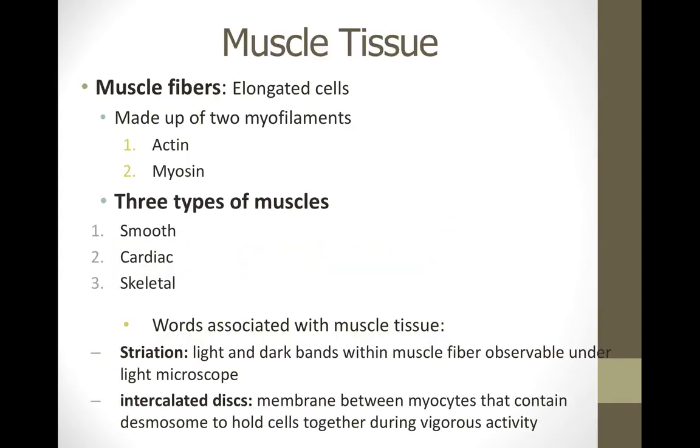Muscle tissue. What I want to focus on is that there are 3 different types of muscles you have. The majority of these muscles are made up of proteins. The 3 types are smooth, cardiac, and skeletal muscles. There are a couple of characteristics you need to identify muscles with. One is a word used, striation. Striation is the light and dark pattern observed on the surface of the muscle if you're observing it under the light microscope.